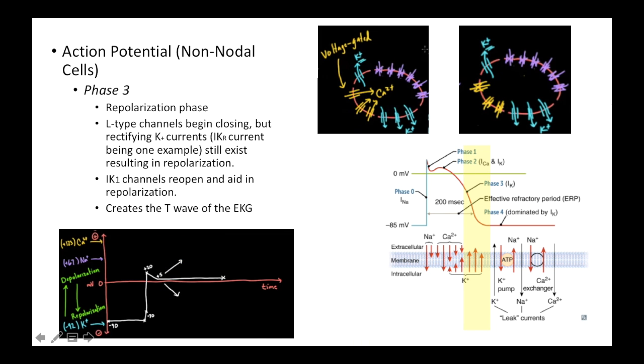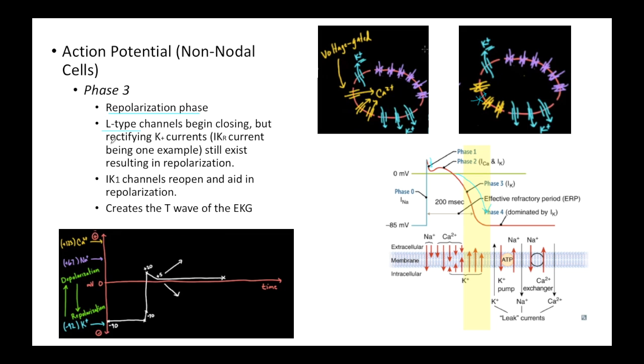Okay. Then we have phase 3, which is our actual repolarization phase, instead of phase 1 being that initial drop. This is where we have our major drop. This is when our L-type calcium channels begin closing. So you can see they start losing the amount of calcium that's coming in there.